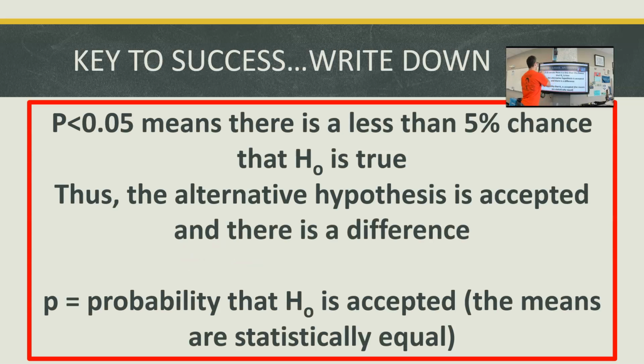All right, so this is the big one right here. A p-value less than 0.05 means there's a less than 5% chance that the null hypothesis is true. Thus, the alternative hypothesis is accepted, and there is a difference. And remember, p is the probability that h sub naught, the null hypothesis, is accepted. The means are statistically equal. So basically, if you're looking at it and the difference is there, a lower value of p would determine more significance, suggesting that your independent variable did in fact have a change on your dependent variable. The lower that number, the more significant that is.